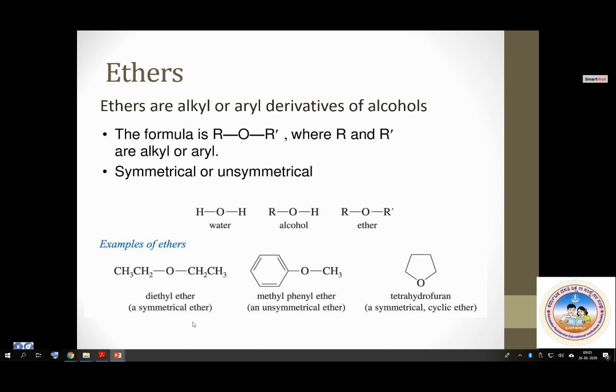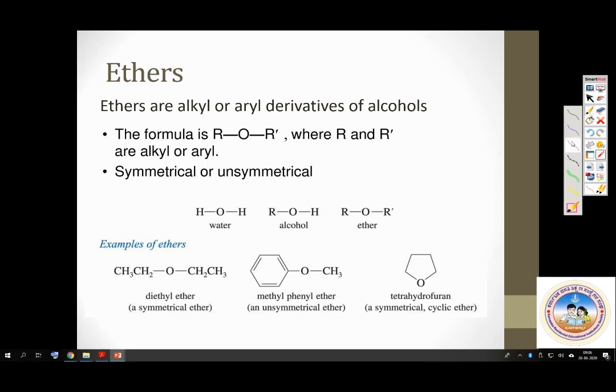Thank you. Okay. Continuing with ethers. Ethers are alkyl or aryl derivatives. And the general formula for ethers is ROR, where R can be a normal alkyl group or it can also be a benzene ring. Accordingly, you have aliphatic ethers and aromatic ethers. Okay. Now, if the two R groups are same, then the ether is symmetrical. If the R groups are different, then it is unsymmetrical.